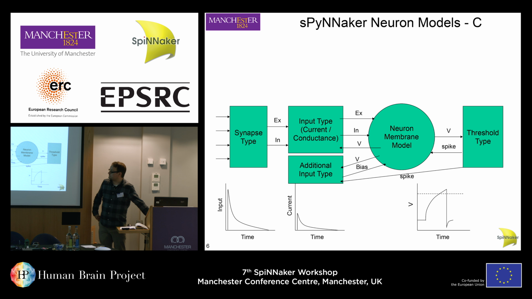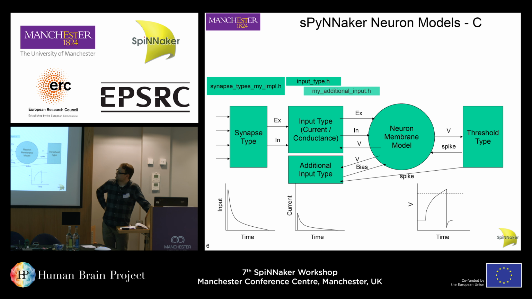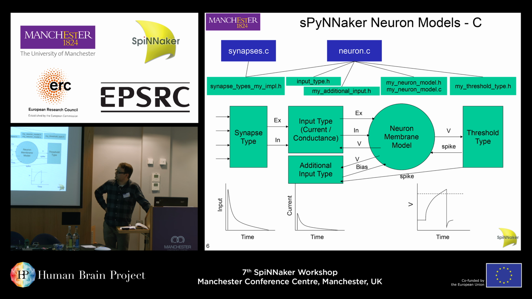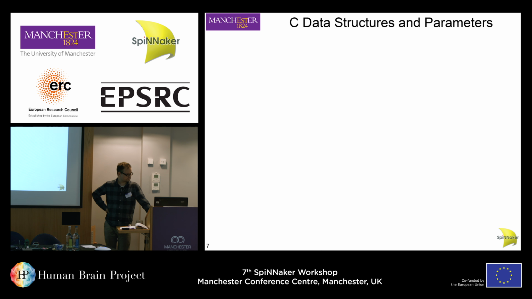So first I'll describe what you need to do in C. I'm showing you that picture again of the different components of the model. There are basically header files for each of the different components that you might want to add. These are all called from within the neuron code in SpiNNaker, and possibly from the synapses code that's within SpiNNaker as well.